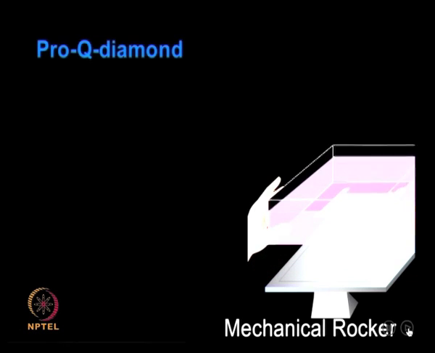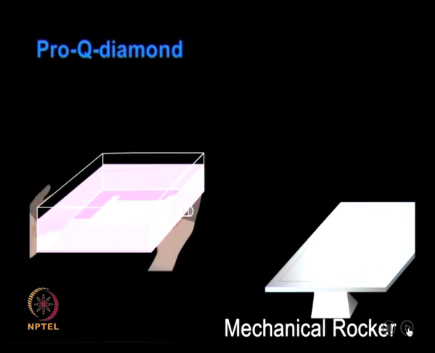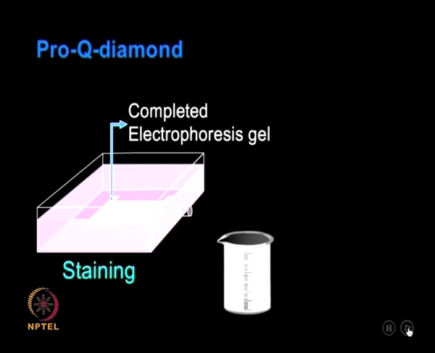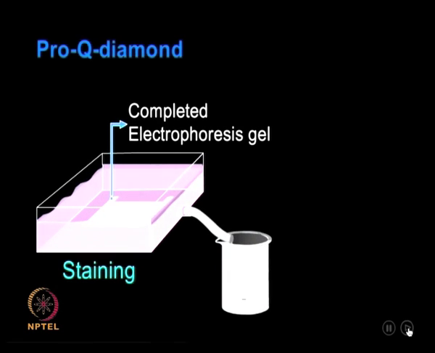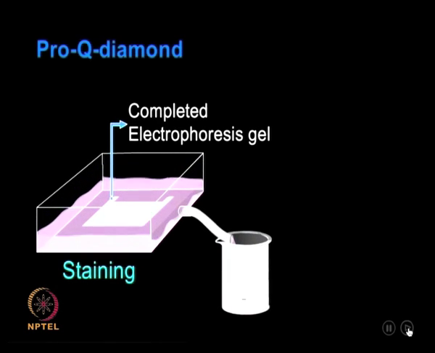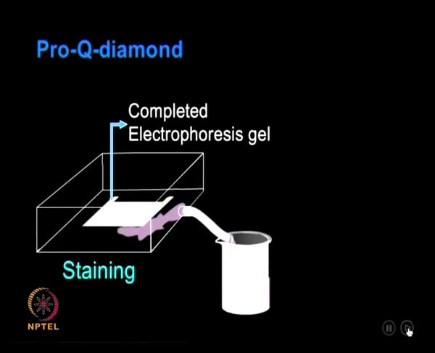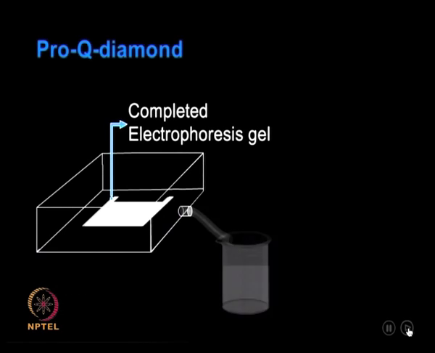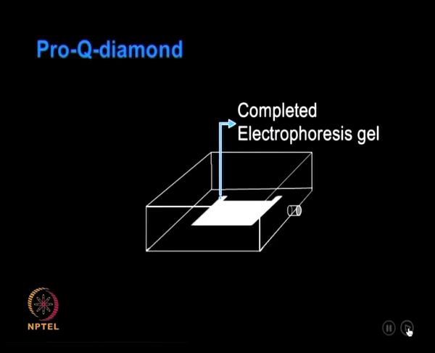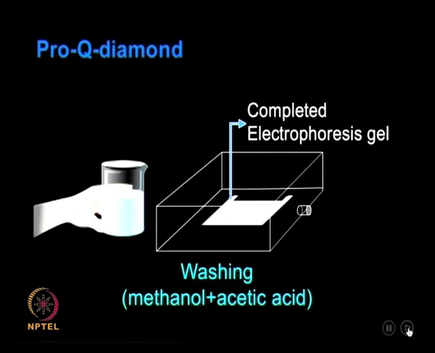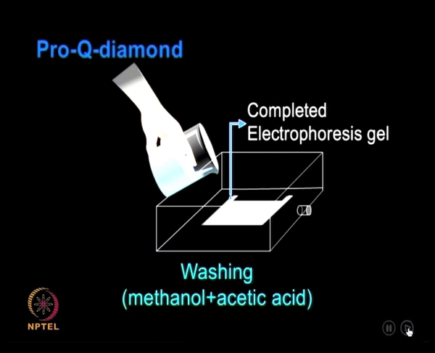For uniform staining, you need to add the staining solution for at least 8 hours or overnight. Now, the staining solution can be removed and the gel further washed with methanol and acetic acid.